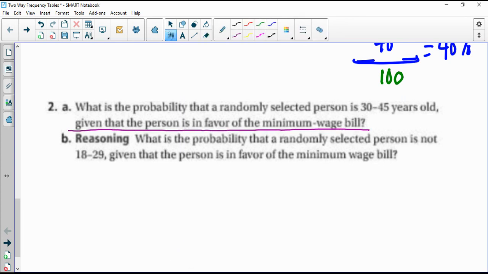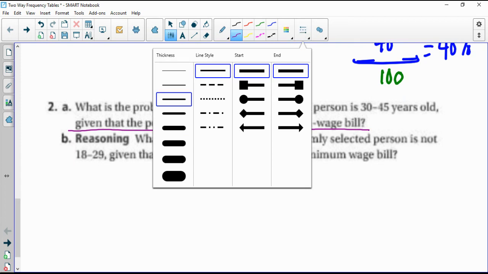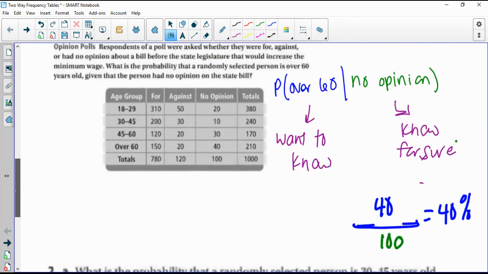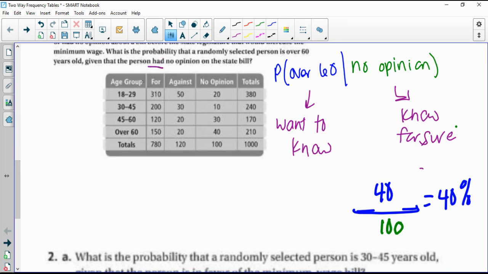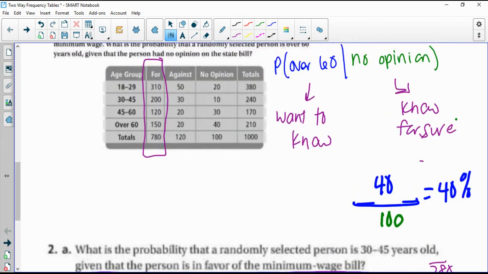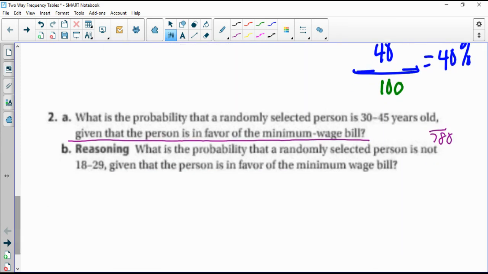So we know, because it says it after given, they're in favor. So this time, the only column we care about is this in favor column, which is the 4 column. So now our total is going to be 780. So this is going to be some number out of 780, and all we care about is the 30 to 45 range. So we find the 30 to 45, that's 200. So our number is 200 out of 780, which you could type in your calculator and figure out the decimal or percent. I'm just going to leave it like that.